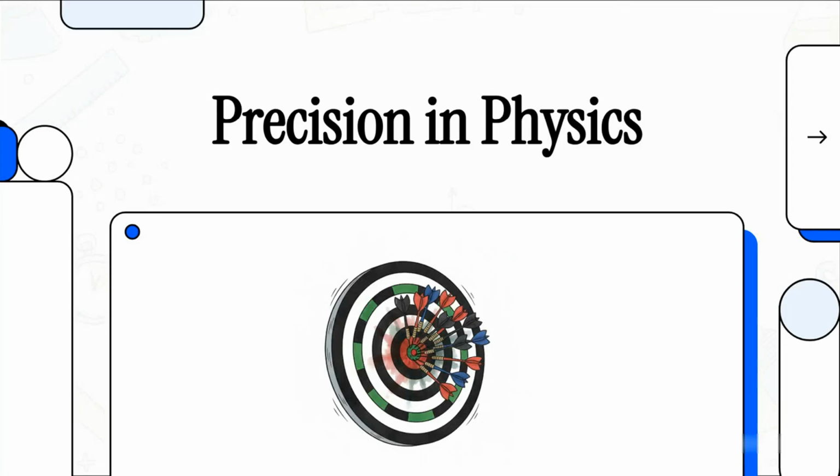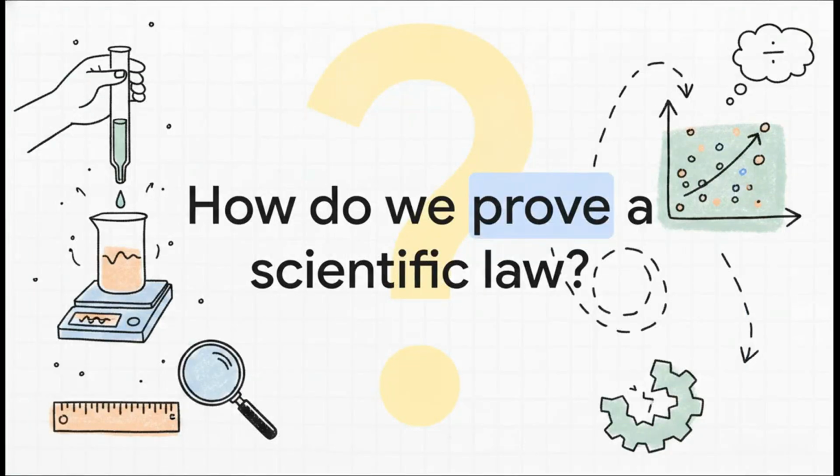We're jumping right into the heart of scientific truth today. We're going to look at exactly how physicists take messy, totally unpredictable real-world data and somehow translate it into concrete universal laws. So let's start with a massive question to really frame this journey.